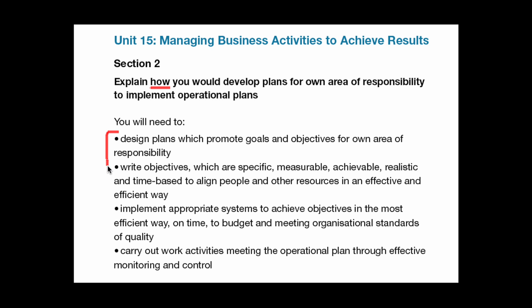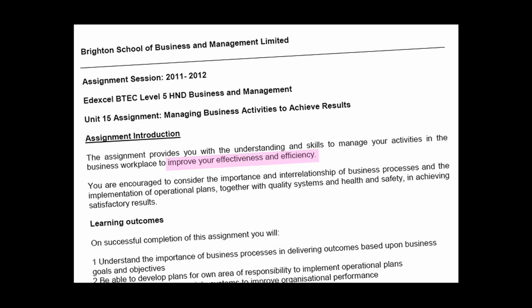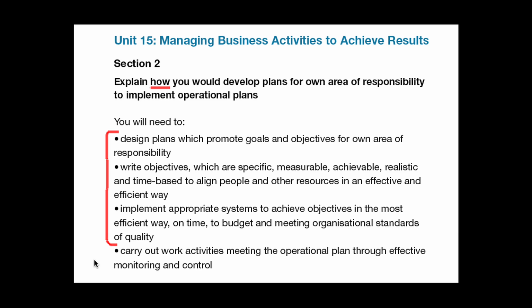The first 3 bullet points are about designing, developing and implementing an operational plan, and remember from the introduction this should be related to how effective business processes can improve effectiveness and efficiency. The final bullet point is looking at how you would ensure or incorporate into your plan mechanisms for monitoring and control. Although section 3 is really where you can explain in some detail how you might monitor business processes.